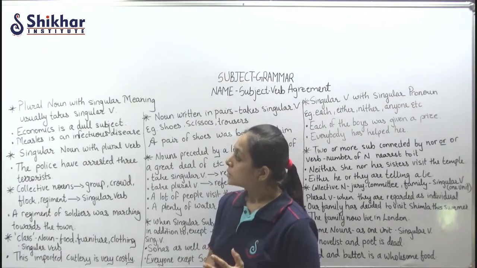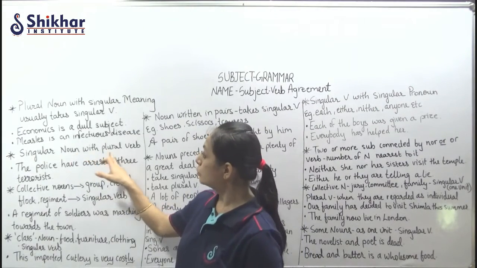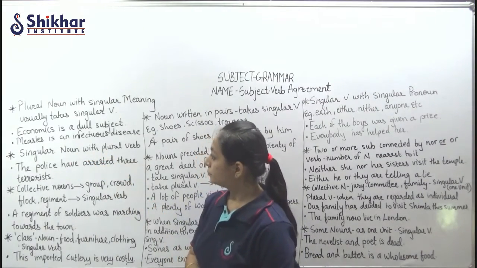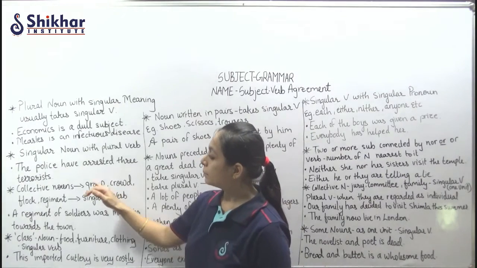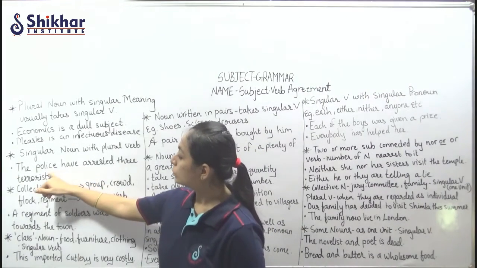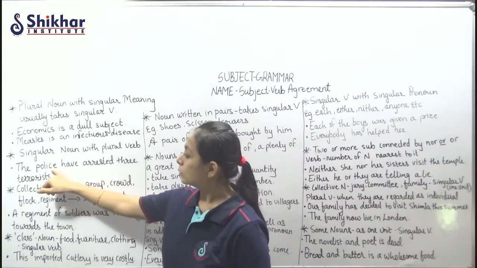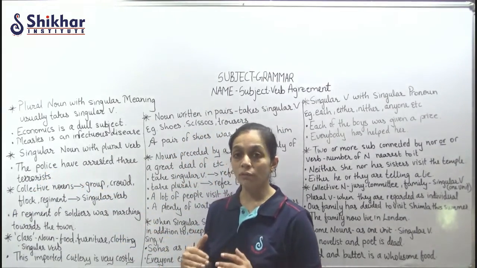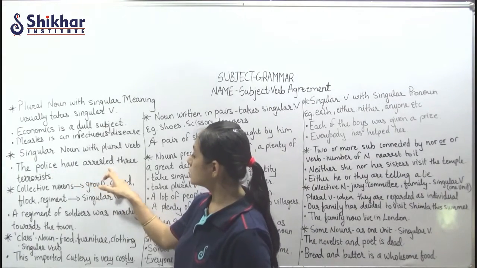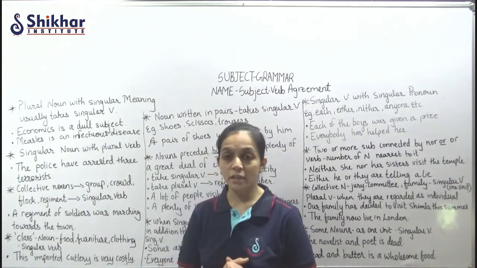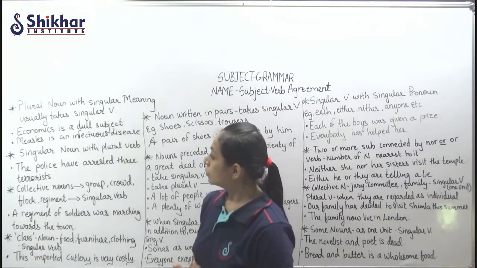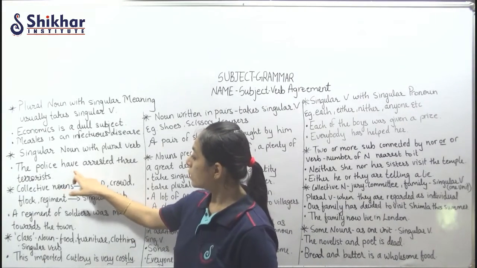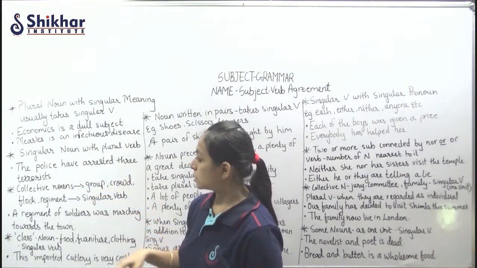Then you have singular nouns with a plural verb. Now here look, the singular noun is the police. Police is a singular noun, but with it a plural verb will come. So, police have arrested. We will not say police has arrested. Okay, so police have arrested 3 terrorists.